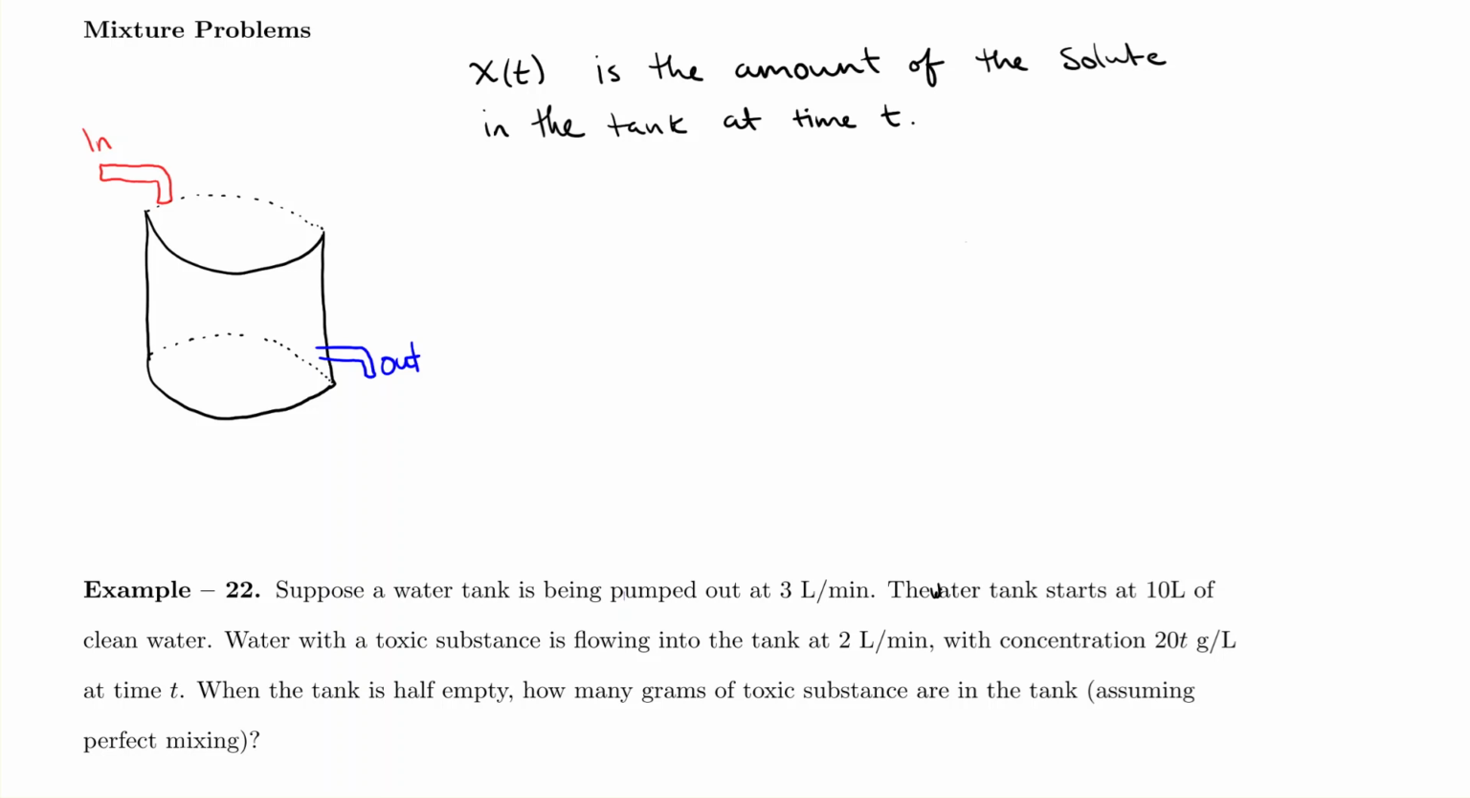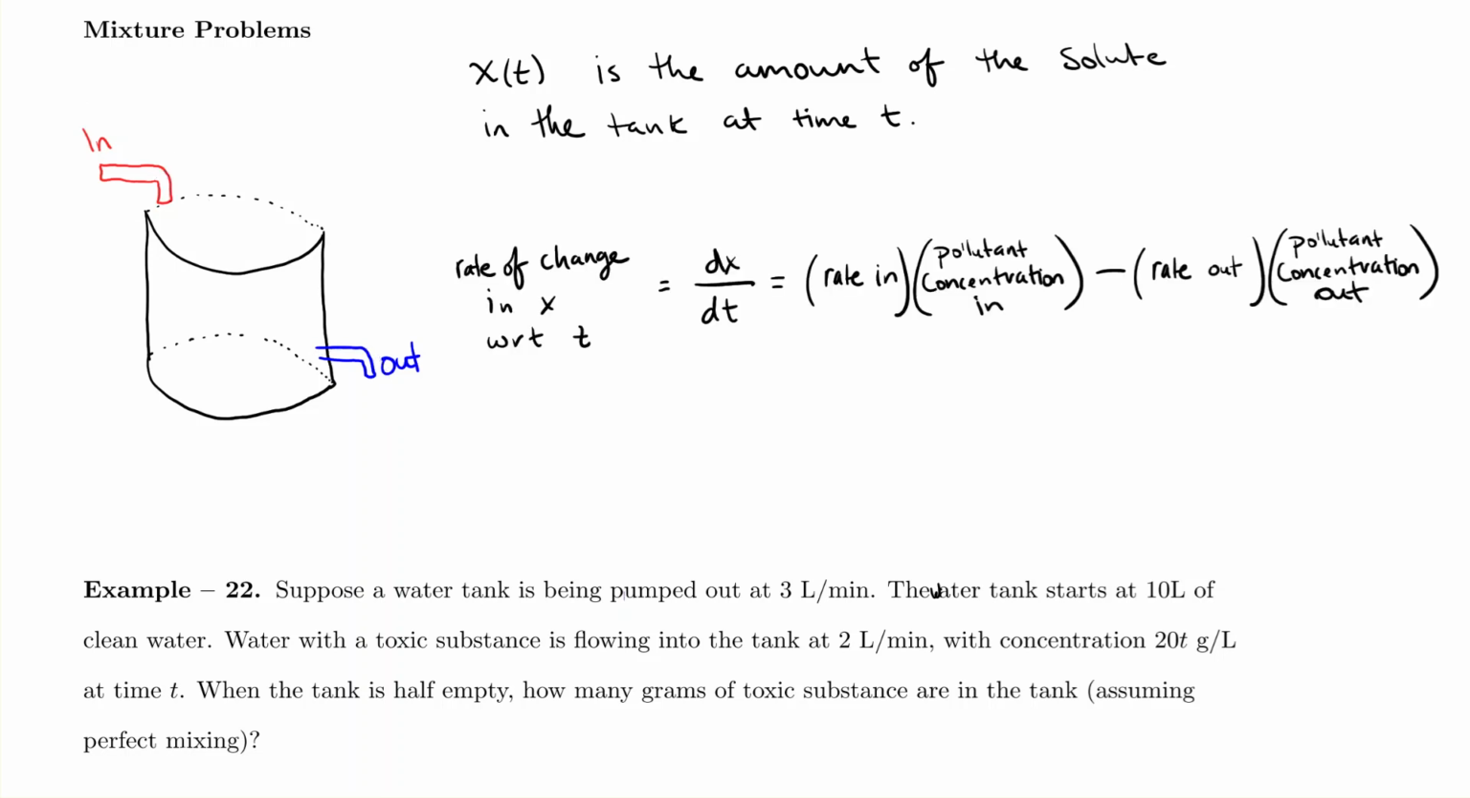Our goal in these problems is to find an equation that represents x of t, which is the amount of the solute in the tank at time t. So we're not looking at how much liquid is in the tank at time t. We're looking at how much of the material that's coming into the tank remains in the tank at time t after we've been mixing the tank, and also some mixture has been leaving the tank at a certain rate.